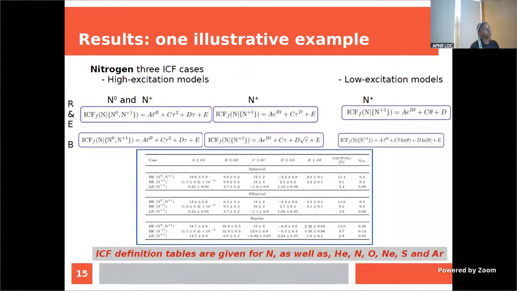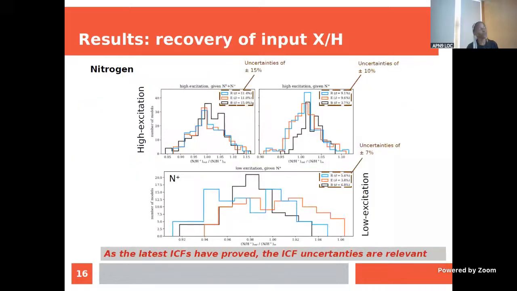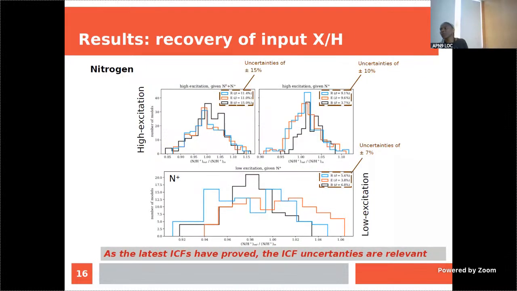You have this for nitrogen, but also for helium, oxygen, neon, sulfur, and argon, and I will not show them here. The minimum test you can do with this is to see if you are able to recover the input value of the abundance. This is what you do here for the high excitation and low excitation models. What you would like is to see all these distributions centered here at one. They're not too far from this, but it's not really one. This has to do with these values, but the uncertainty of the method is the values you see there.